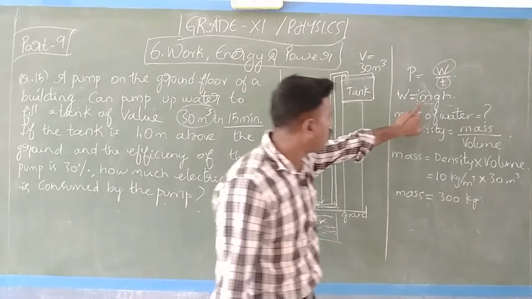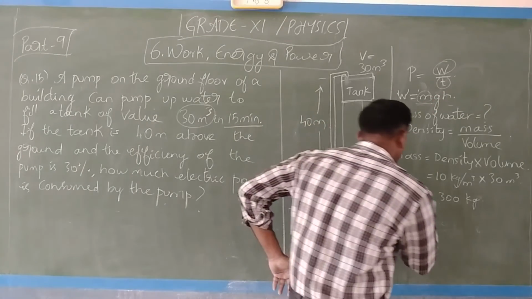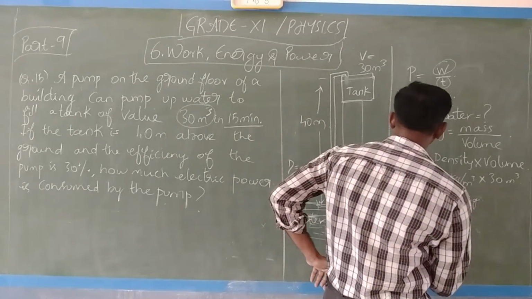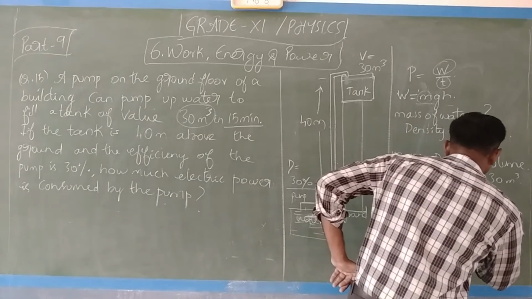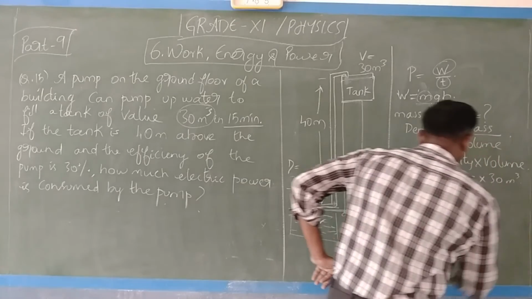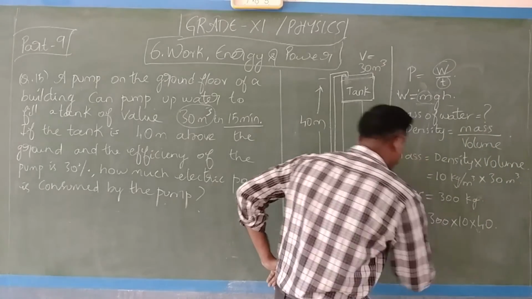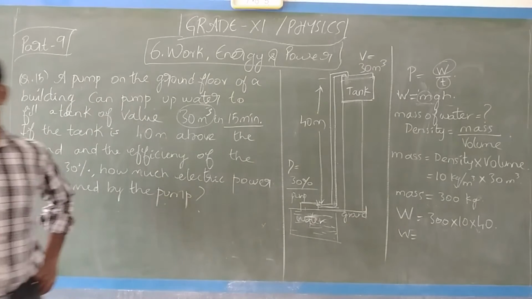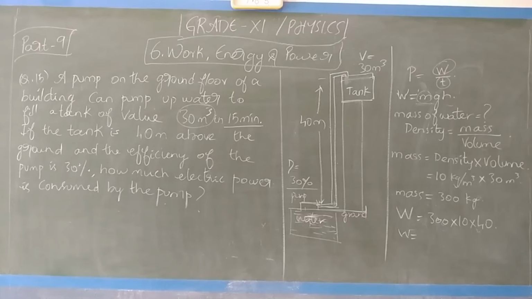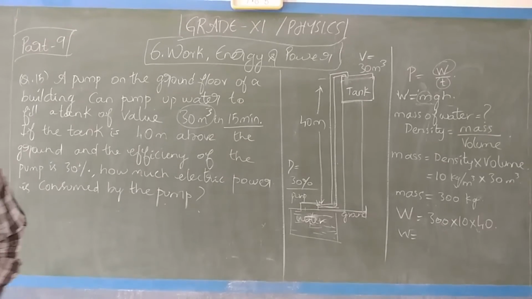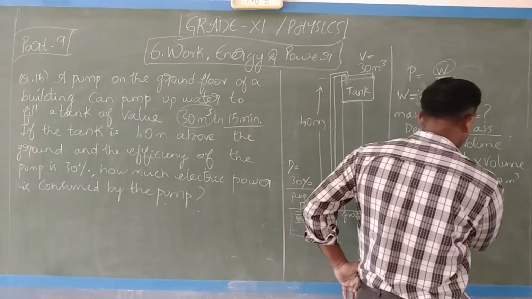So இப்ப இந்த மூணு வேல்யூஸ்மே உங்களுக்கு தெரியும். So what is the work done? W equal to mass is 300, gravity is 10 into height is 40. Okay, so then W is equal to, what is the answer you are getting? I'm sorry students, here 30, yeah.